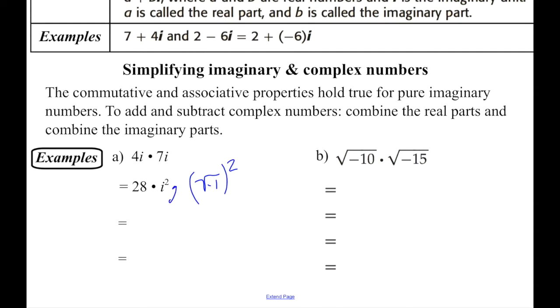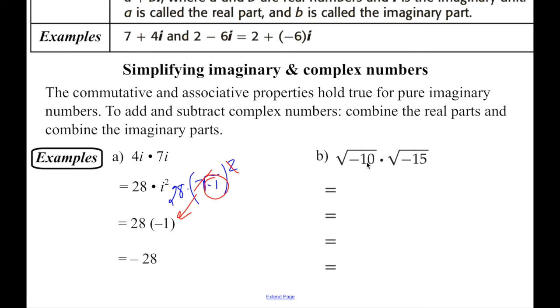So we have 28 multiplied by this thing. And when we square that radical, those are inverse operations, and the radical and the square completely drop out, right? So these are inverse operations and they go away, and I am left with what was underneath the radical, which is negative 1. Make sure that you understand that process right there, that whenever you have an i squared, it's a negative 1. So now when I multiply 28 by negative 1, my answer is negative 28.